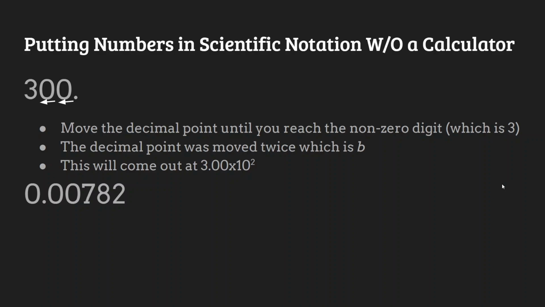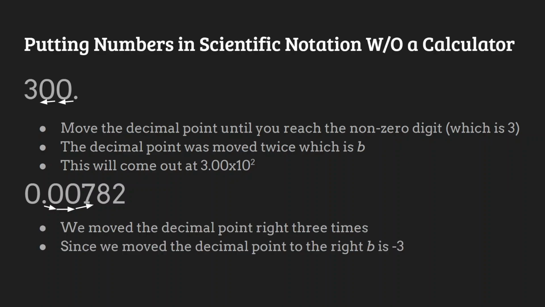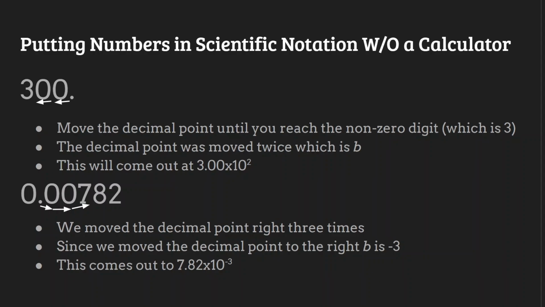Here in 0.00782, we're going to move the decimal point 3 times. Since we moved it to the right, B is going to be negative 3 instead of positive 3. And it'll come out as 7.82 times 10 to the negative third.